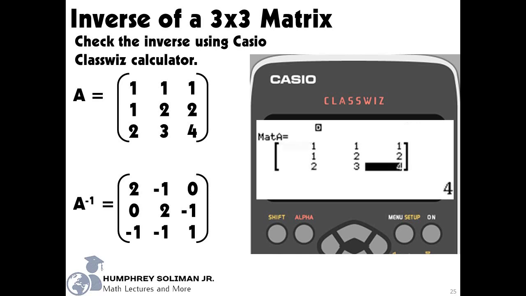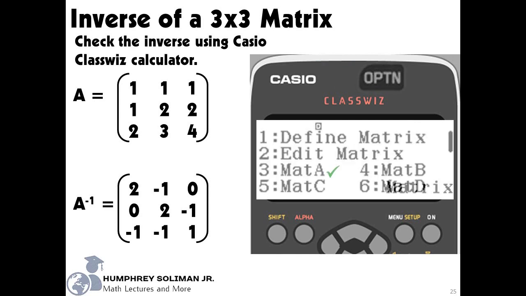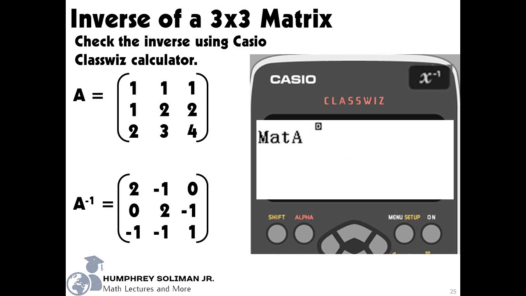Clear the screen by pressing the AC key. Press the Option key, and select matrix A, option 3. Press the key for the inverse of X. Finally, press the equals key. You can see that the inverse we got manually using cofactors was correct.